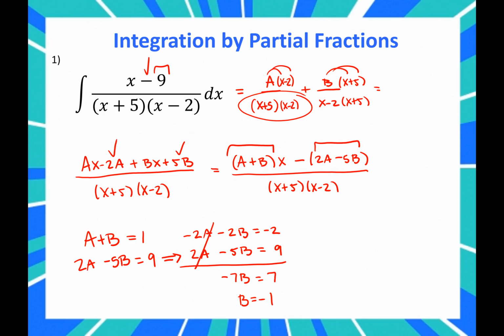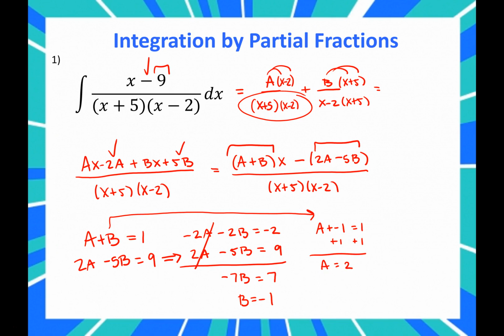So now, instead of writing a b here, I'm going to write a plus negative 1 equals 1. Add 1 to both sides. That's going to give me a equals 2. So what does this mean?